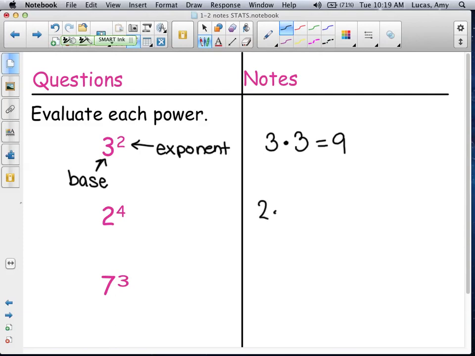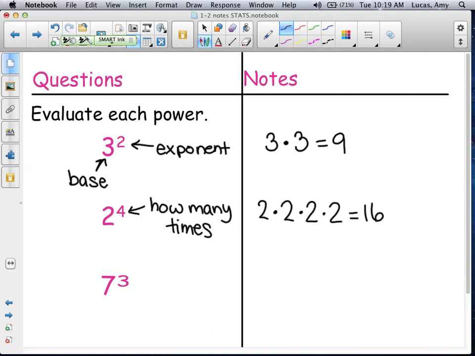2 to the fourth power means 2 times 2 times 2 times 2. So the 4 tells you how many times to multiply that 2 by itself. So 2 times 2 is 4, times 2 is 8, times 2 is 16. So 2 to the fourth power is 16.